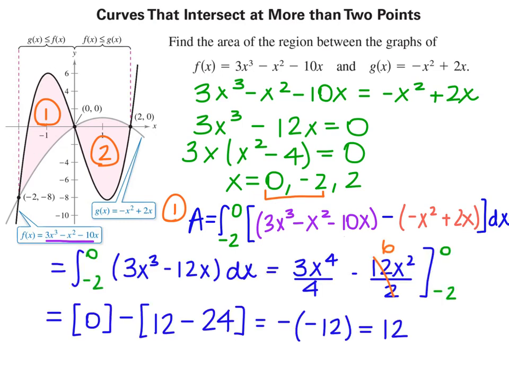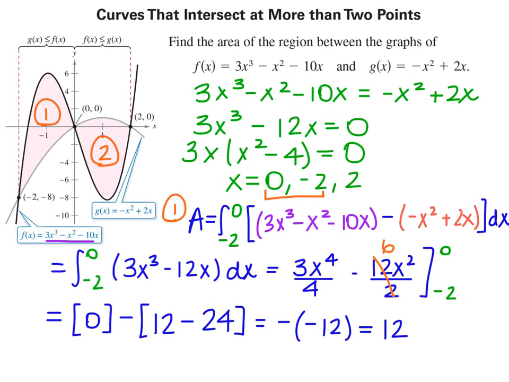So when I subtract this function from this one, I get 3x cubed minus 12x, and here is the integral of that. That becomes 3/4 x to the 4th minus 6x squared, because that 12 and 2 becomes 6. I'm going to plug in 0. That gives me 0 for everything.